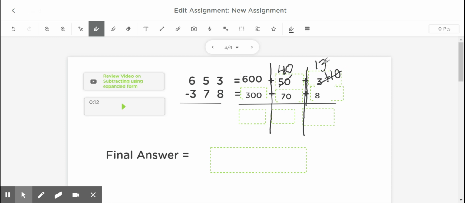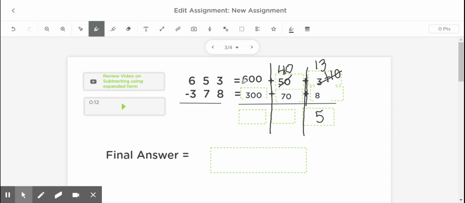So now I have to do 13 minus 8. Now I can do that. So if I count upward, 8, 9, 10, 11, 12, 13. That was 5. It took 5 to get from 8 to 13. So I got 5. 40 minus 70. If I only have 4 10 sticks, 4 rods, 40, I can't take 7 away.